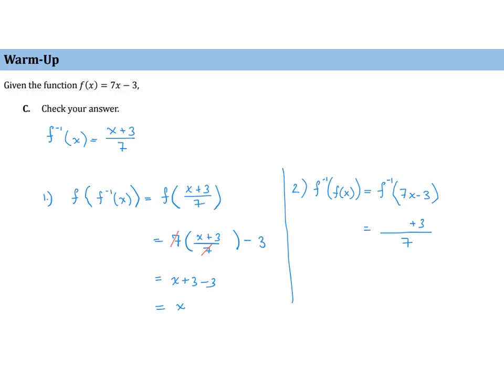So what are we going to put in for x? Our input is 7x minus 3. 7x minus 3 plus 3 is just 7x. Cancel the 7's, we get x. Now, since both of these return x, we are correct.